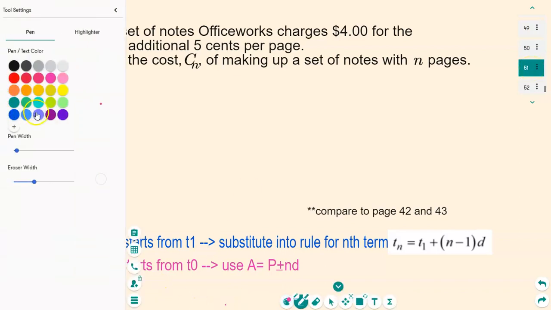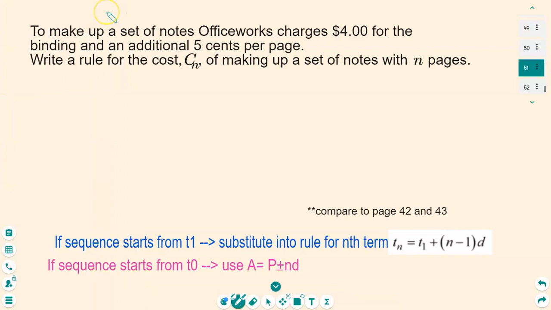Okay, let's get a different color. To make up a set of notes, Officework charges $4 for the binding and an additional 5 cents per page. Write a rule for the cost of making up a set of notes with N pages. All right, so if you go to print out these notes, no matter what you do, even before you're binding any pages, you are going to pay a fee of $4.